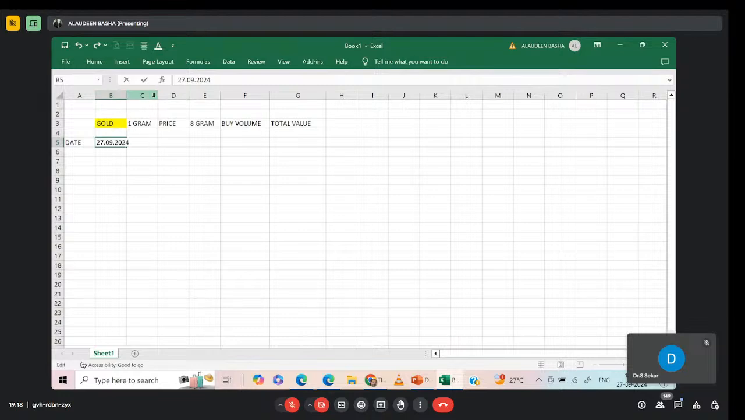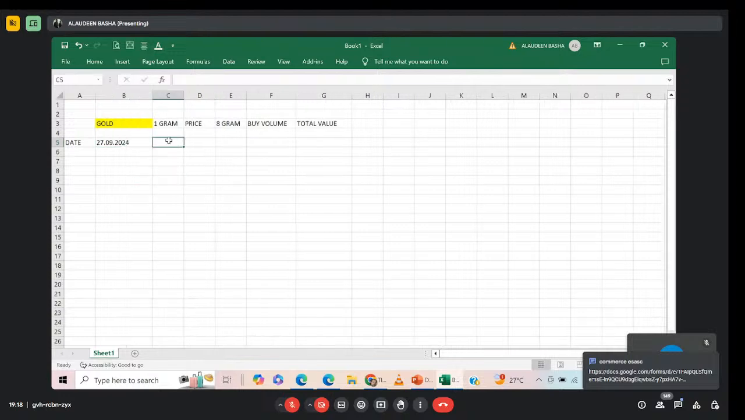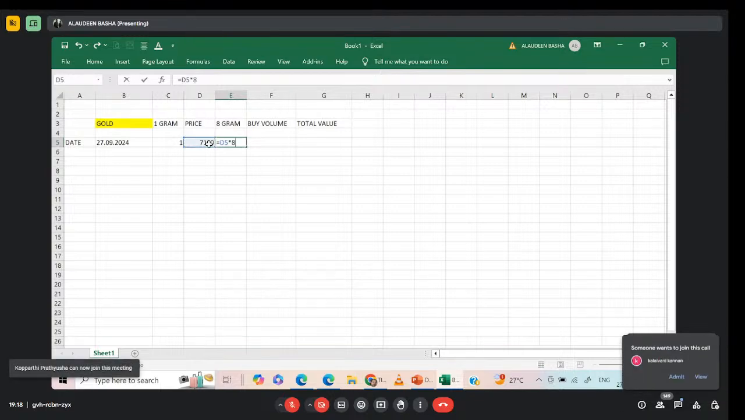Can anyone tell today's 1 gram gold price? 24 carat, 7,100. SGB gold is only for 24 carat, not 22. What's the price, ma'am? 7,100, sir. Okay, this is 1 gram. Then 8 gram means 7,100 into 8. It's 1 sovereign, correct? So today's price is 56,800.